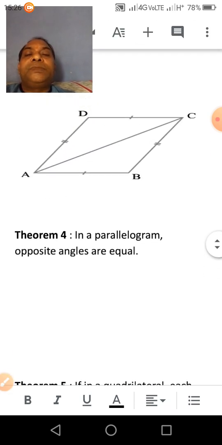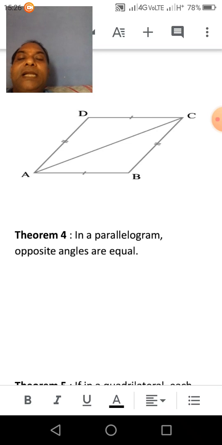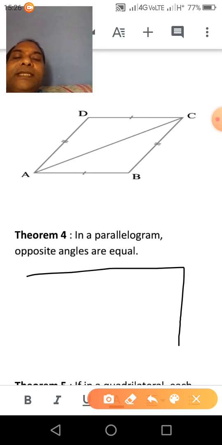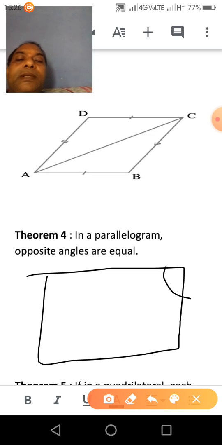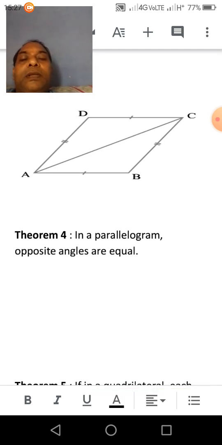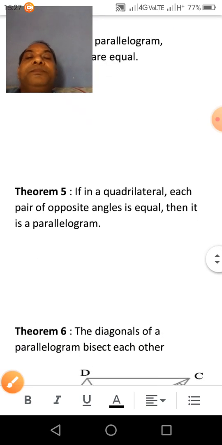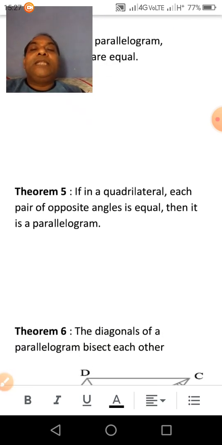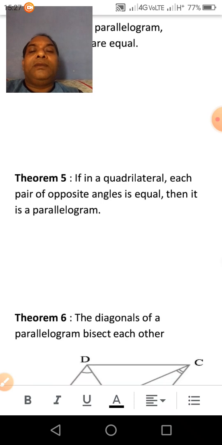Now, next theorem. In a parallelogram, opposite angles are equal. So you can prove it easily. ABCD is a parallelogram. In case of a parallelogram, opposite angles are equal. Angle A will be equal to angle C and angle B will be equal to angle D. Clear? Now, next theorem. If in a quadrilateral, each pair of opposite angles is equal, then it is a parallelogram. You can prove it easily.